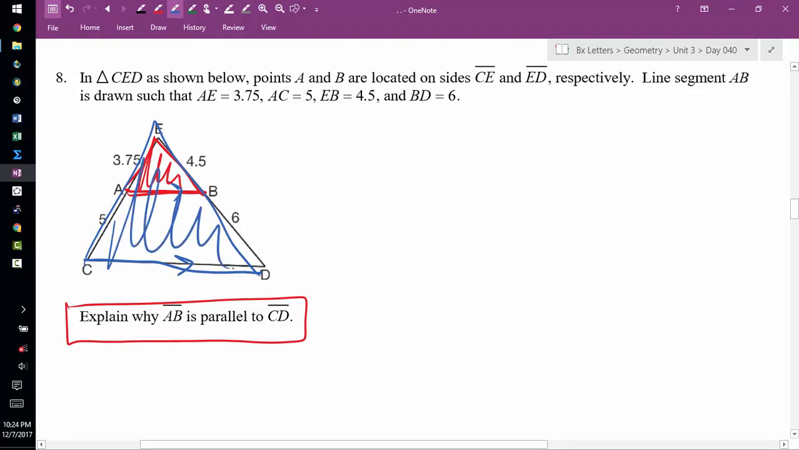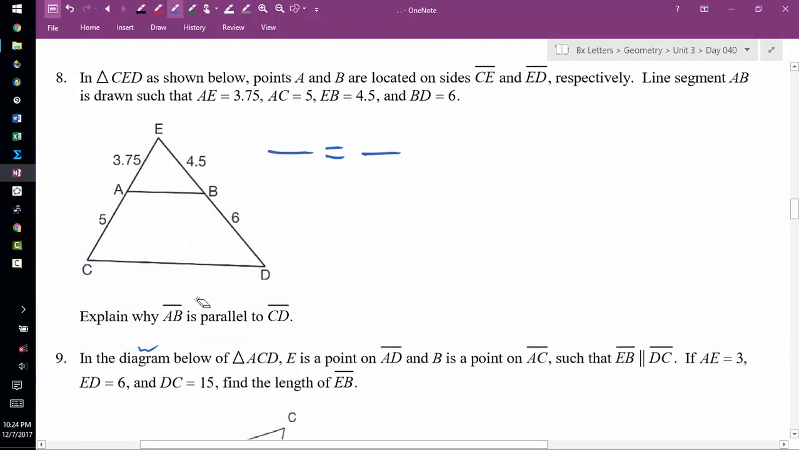Well, if they're similar, then sides are proportional, and you can show that. So that's how we're going to show and explain that those sides are parallel. We're going to show that the sides are in proportion, thus meaning the triangles are similar, thus proving that those corresponding bases have to be parallel, because the bases of similar triangles must be parallel after a dilation. It's a property. So let's go do this.